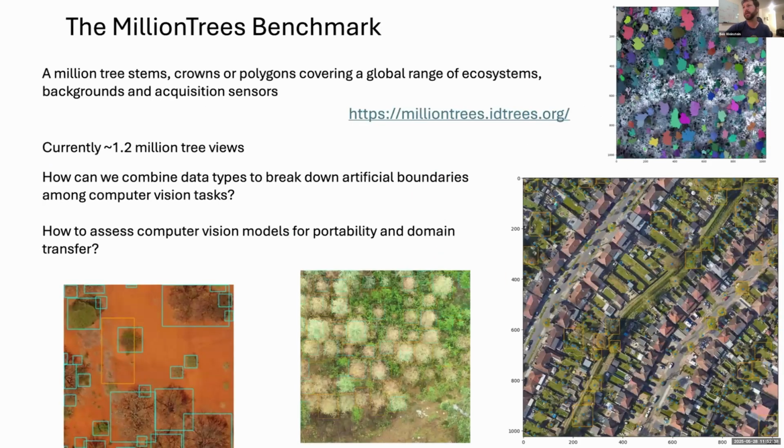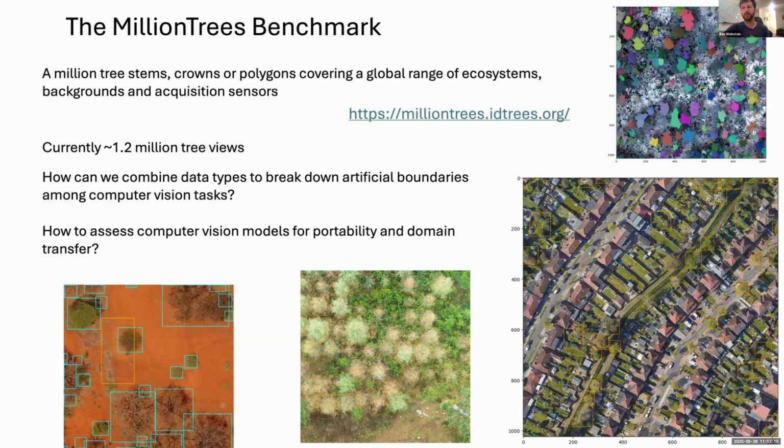So I'm currently working on the Million Trees benchmark. It is a very large effort funded by the World Resources Institute to try to come up with more than 1 million, we're already at 1 million, views of trees from annotated airborne data. So that's polygons, points from drones, from manned aircraft, a little bit from satellite, although individual trees from satellite continues to be a bit of an open question about what's worth doing there. And so we're looking for field verified data. So if anyone here has geospatial data of tree locations and corresponding airborne imagery, we would love to include you.